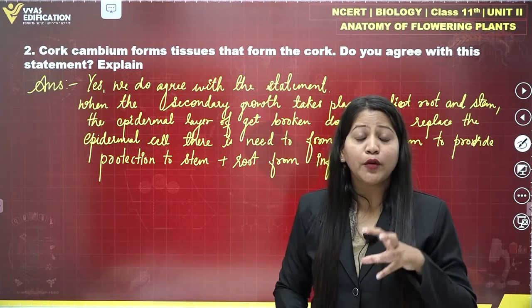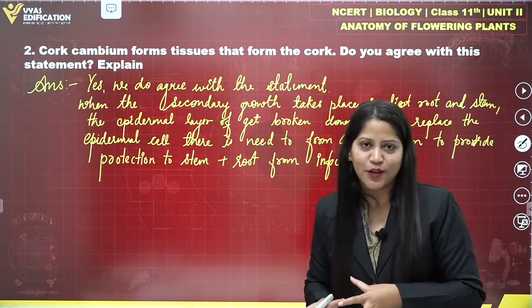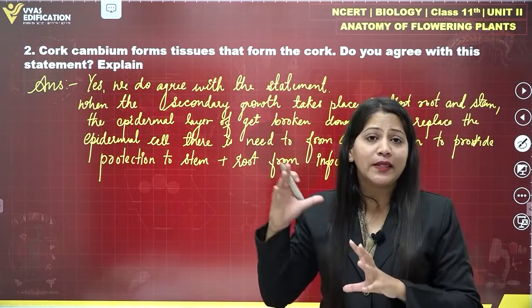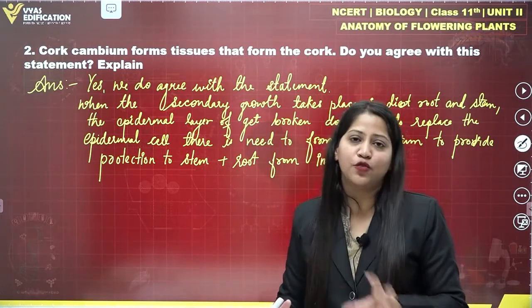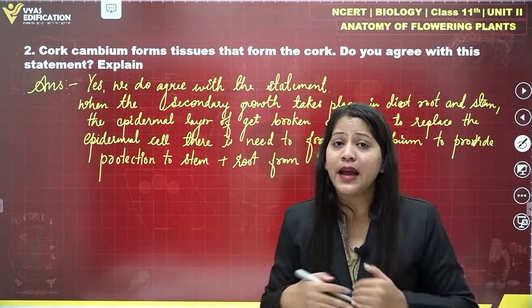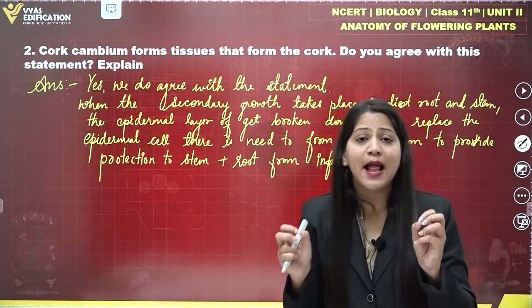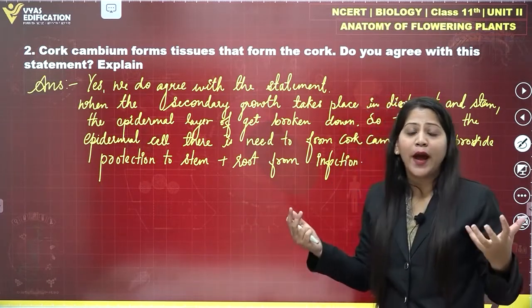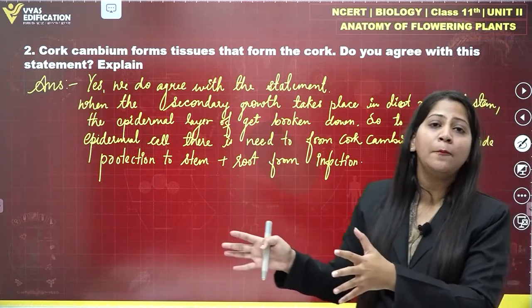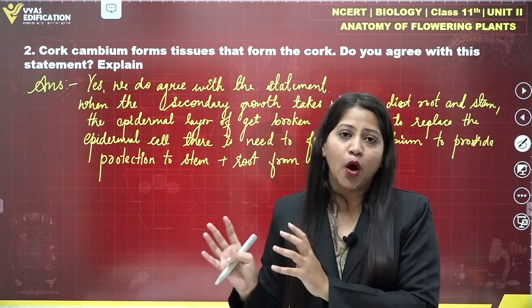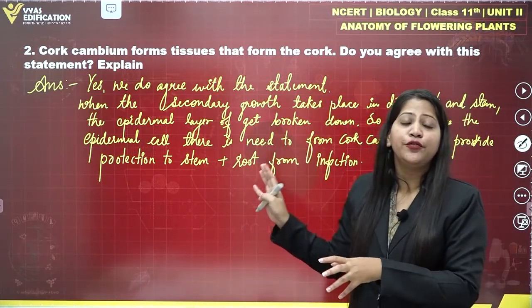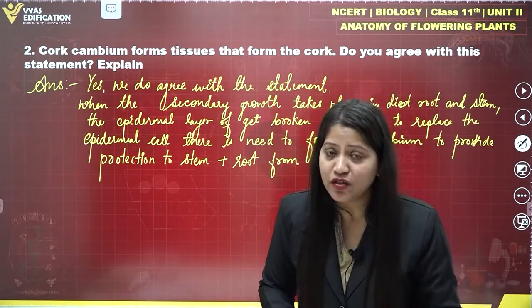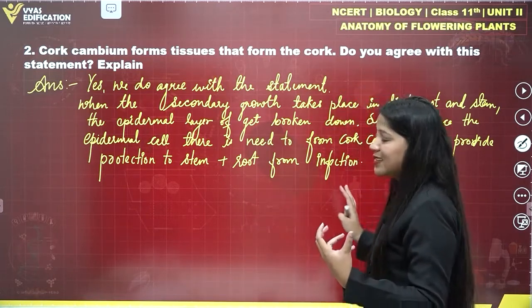It is going to form to provide protection to stem and roots from infection, because during the secondary growth in dicot stem and roots, the epidermal layer gets broken down. All the cells in the epidermal layer get destroyed. That is why, to provide protection to the stem and root of dicot plants, there is a need to form cork cambium, a special kind of tissue which provides protection to them, right? So this is the purpose.